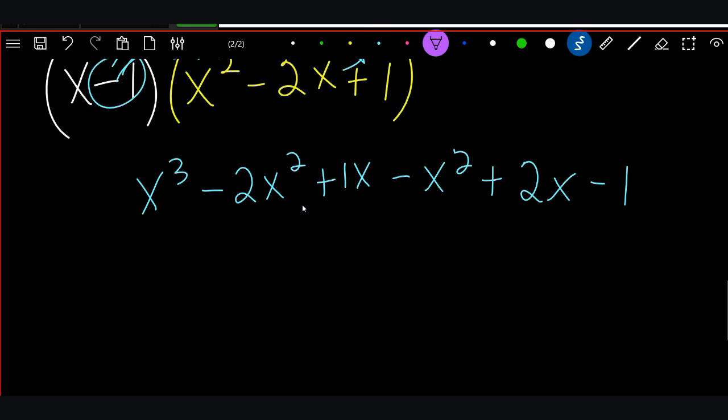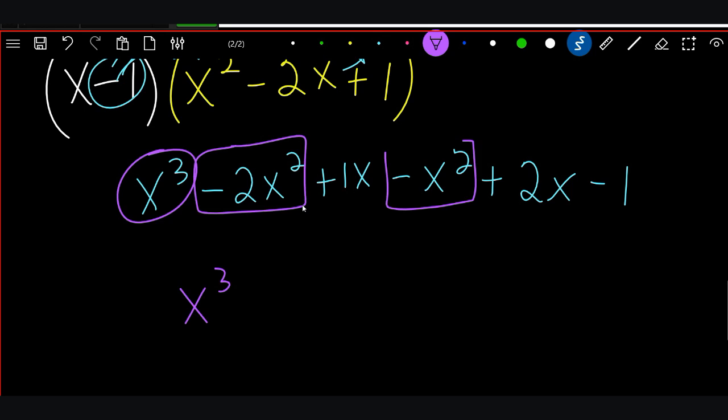All right, so here we go. Now we need to combine our like terms. What's a like term with x cubed? I don't see any more x cubed, so just x cubed. Then we would come over here to the negative 2x squared. There's a negative x squared. Those are like terms. What makes them like terms, by the way? I keep saying like terms, like terms. What makes it a like term? Well, the x is the same, and the exponent is the same. That's what makes something a like term.